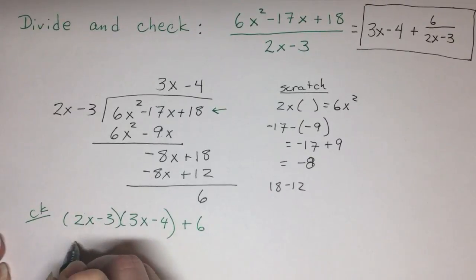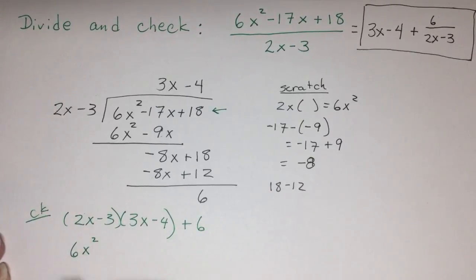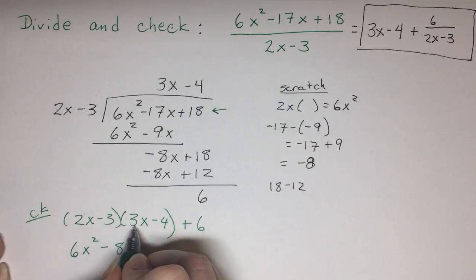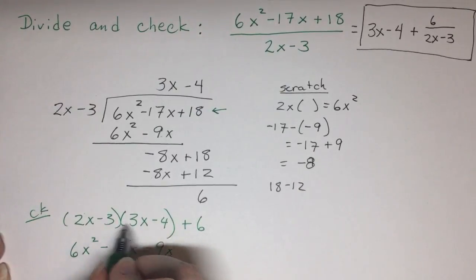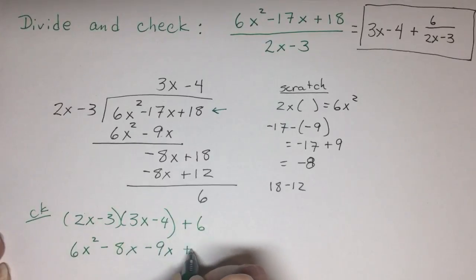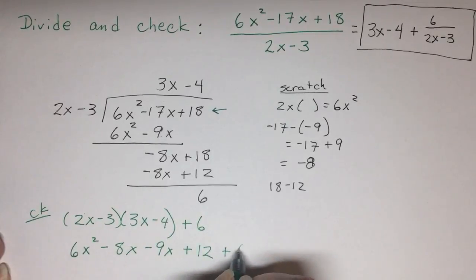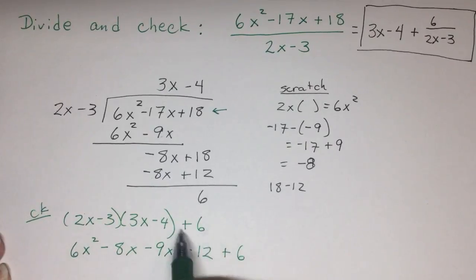2x times 3x is 6x squared. 2x times negative 4 is negative 8x. Negative 3 times 3x is negative 9x. Negative 3 times negative 4 is positive 12. And then that plus 6 is just tagging along after everything else. Be sure you write it down like this so that you don't forget to add in your remainder.